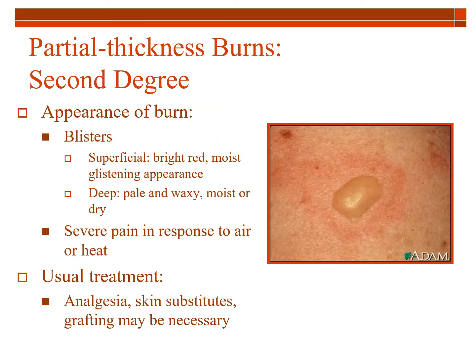Blistering from a second-degree burn may appear differently depending on the depth of the injury. A superficial second-degree burn can present with blisters that are bright red and very moist and glistening. A deep partial thickness burn can have blisters that appear pale and waxy.